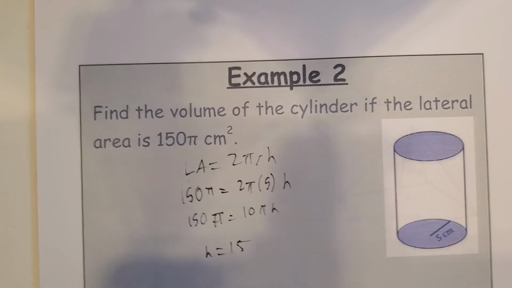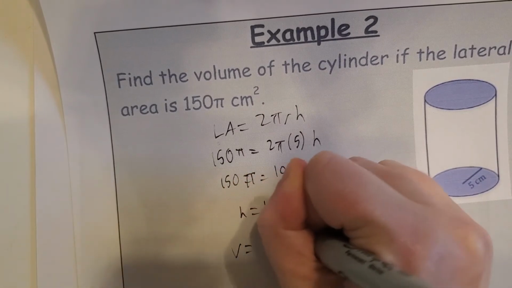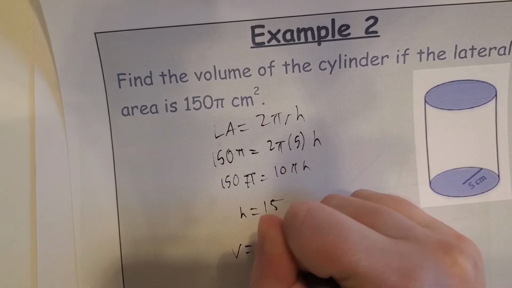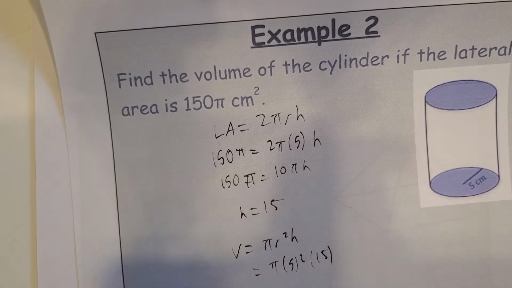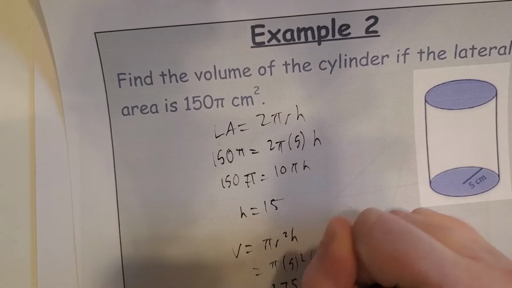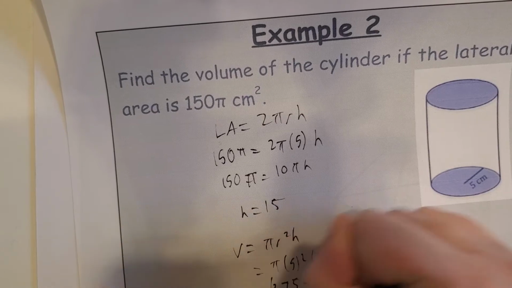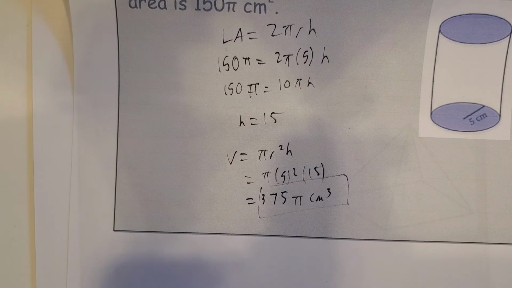And now we have enough information to find the volume of the cylinder, which, like I said, is pi r squared times the height. So we're just going to plug everything in. And 25 times 15 is 375 pi centimeters cubed. There you go.